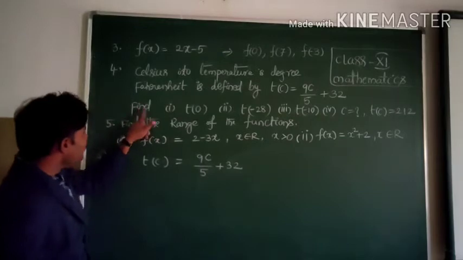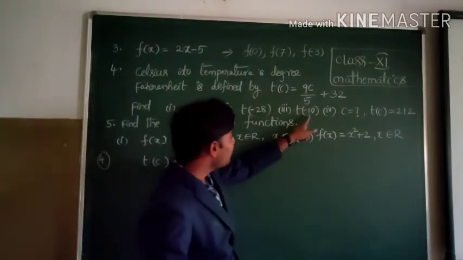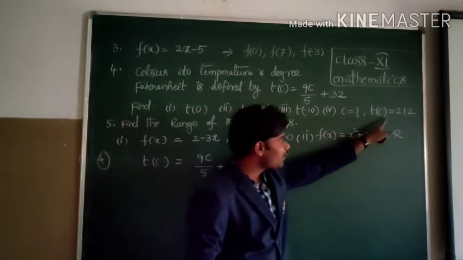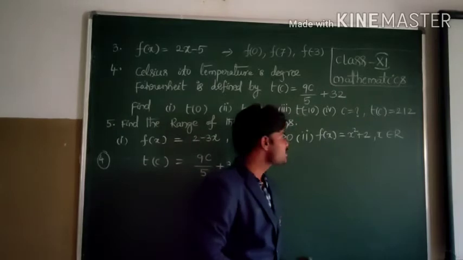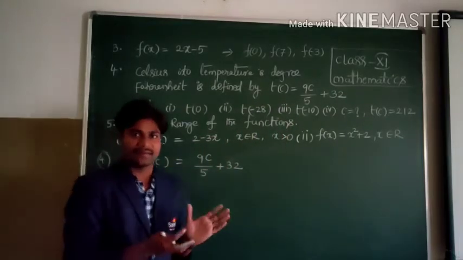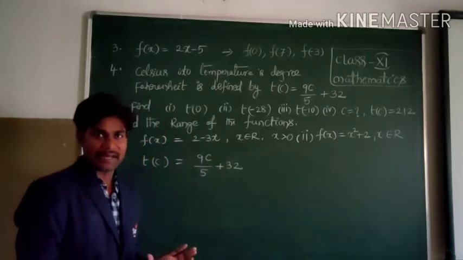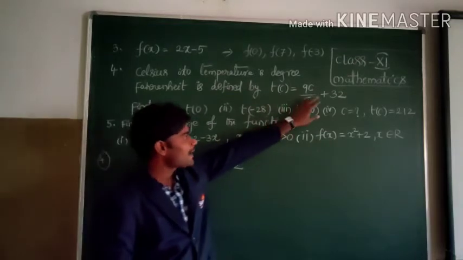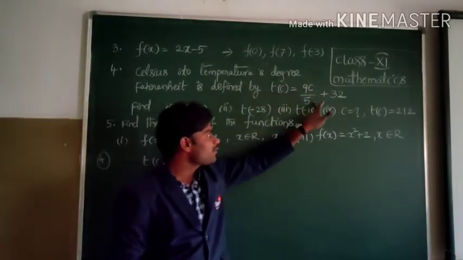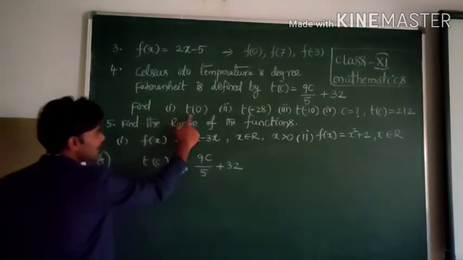Right? Now let's see, find out T of 0, T of minus 28 and T of minus 10, and find out the value of C if T of C is equal to 212. Right? So here you have already learned in previous classes how to convert centigrade into Fahrenheit and Fahrenheit into centigrade. Directly they have given that expression here. Right? So Fahrenheit is equal to 9C by 5 plus 32.